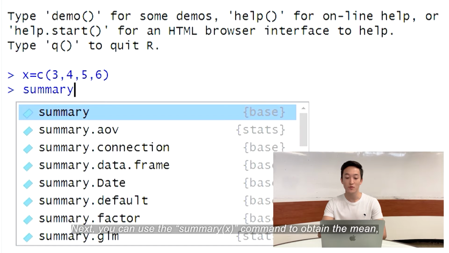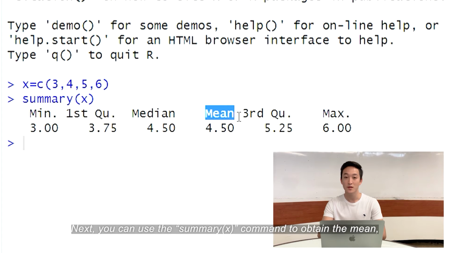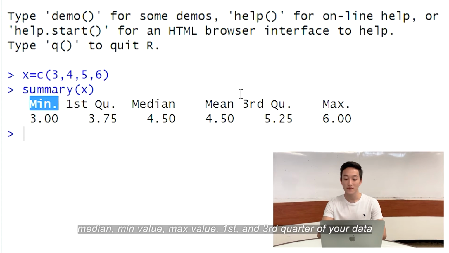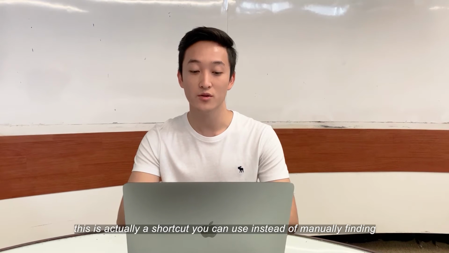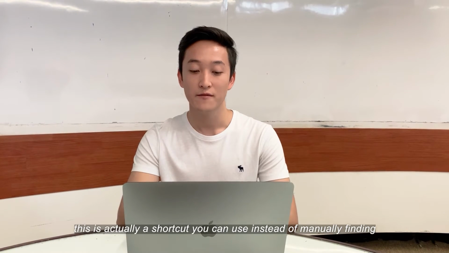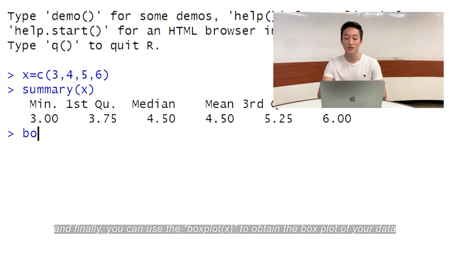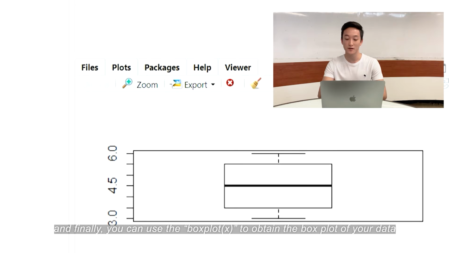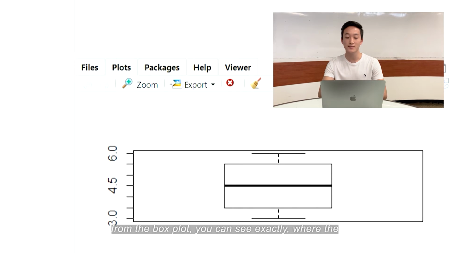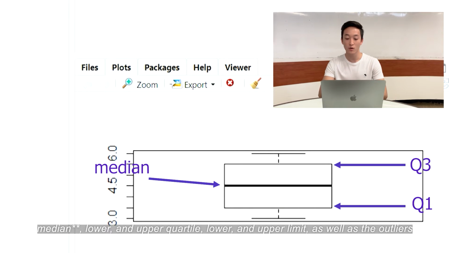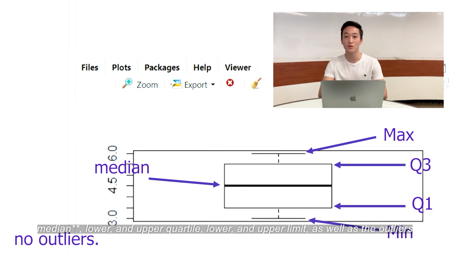Next, you can use the summary(x) command to obtain the mean, median, min value, max value, first and third quartile of your data. This is actually a shortcut you can use instead of manually finding the data one by one using the individual commands. And finally, you can use boxplot(x) to obtain a box plot of your data. From the box plot, you can see exactly where is the mean, the lower and upper quartile, the lower and upper limit, as well as the outliers.